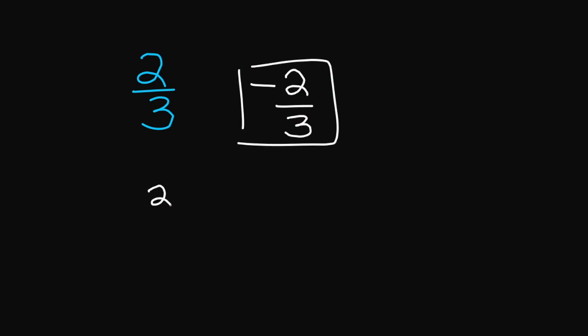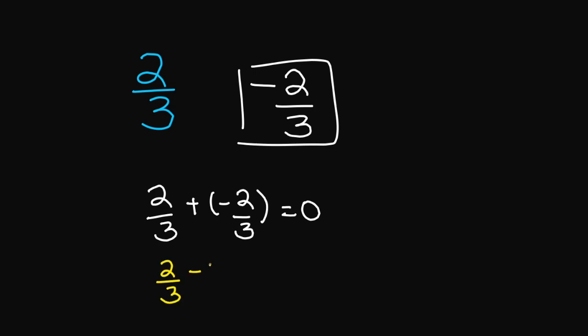What about 2 over 3? What is the opposite of 2 over 3? Remember, we are not looking for the reciprocal. We are looking for the opposite. So the opposite of 2 over 3 is going to be -2 over 3 because 2 over 3 plus -2 over 3 equals 0. This here is going to be 2 over 3 minus 2 over 3, and this is going to equal 0.